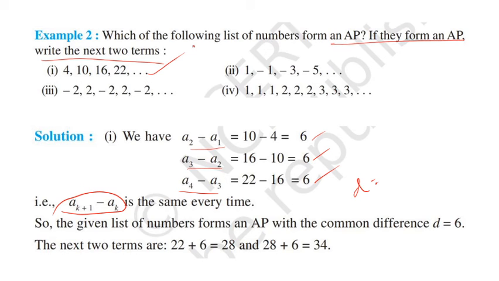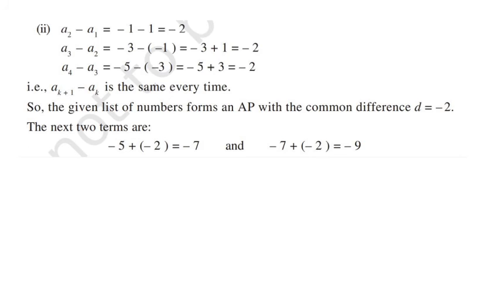So our first example is an arithmetic progression, and for getting the next two values we simply have to add the common difference to the last term, we get the next term, and adding plus 6 to that term we get another term, right? We have also achieved the next two terms.